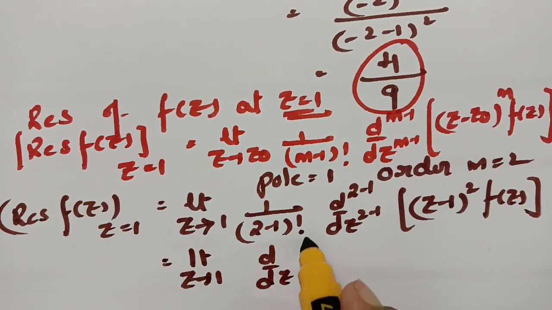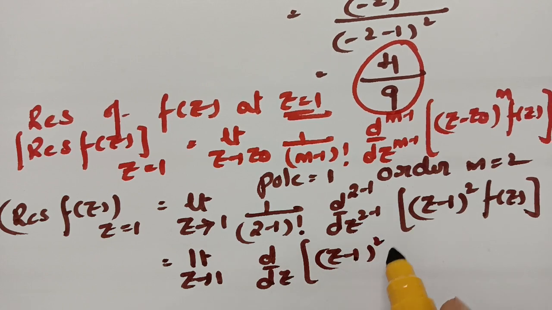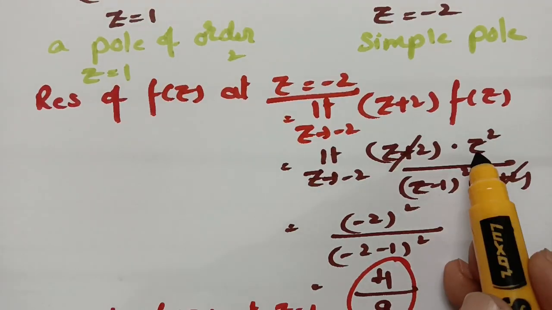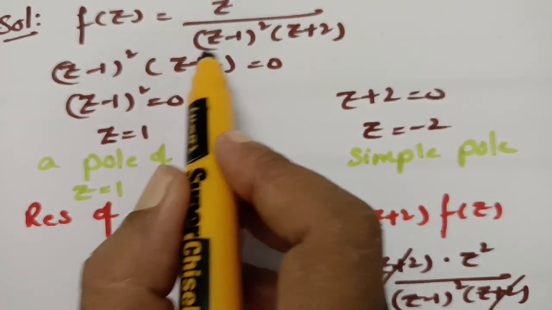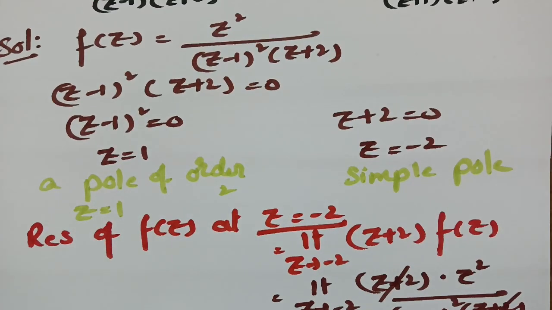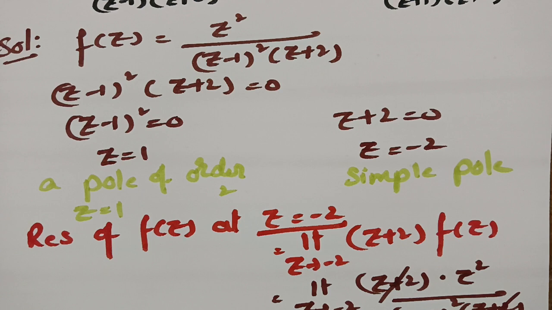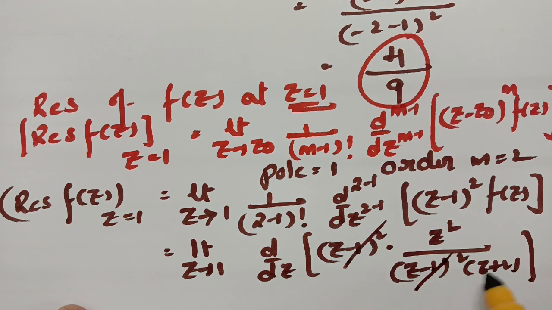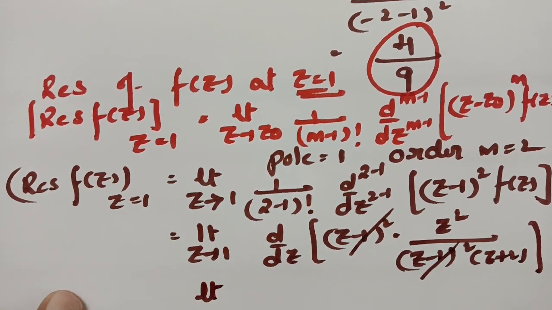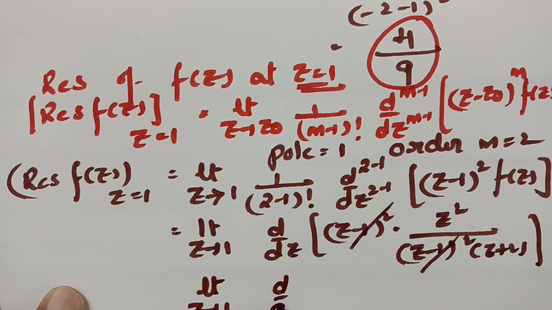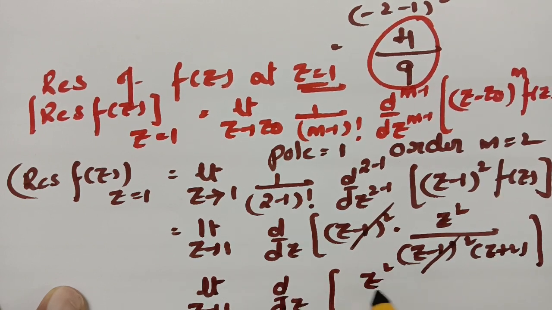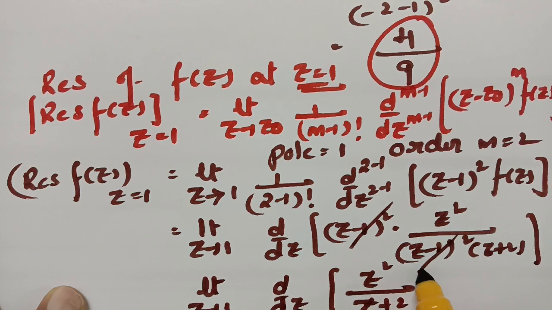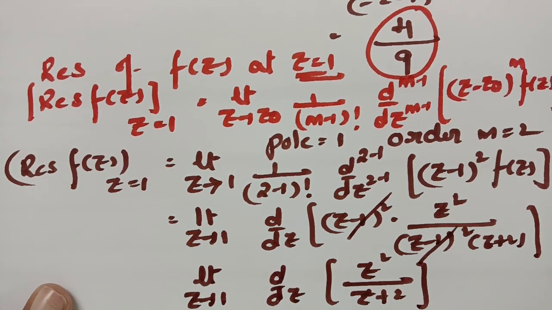This is d by dz of (z minus 1) squared into f of z, whose value is z squared by (z minus 1) squared into (z plus 2). Now if I cancel the (z minus 1) squared on both sides, this will be limit z tends to 1 of d by dz of z squared by (z plus 2).